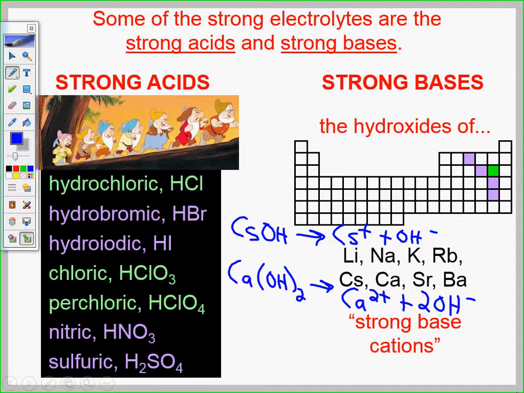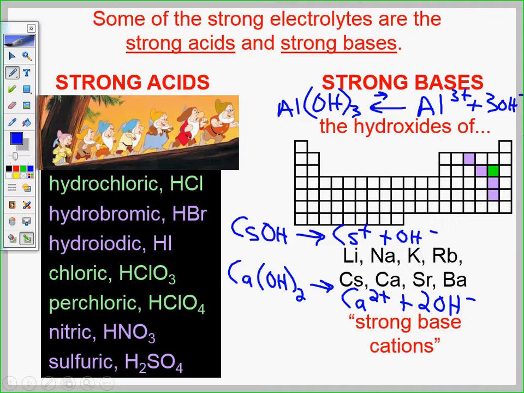All right, what if I asked you aluminum hydroxide? How would you write it? Al(OH)3? Okay. What would my arrows look like? Double arrow with the majority staying here, a little bit going there. I'd have Al 3 plus, 3 OH minus. All right?